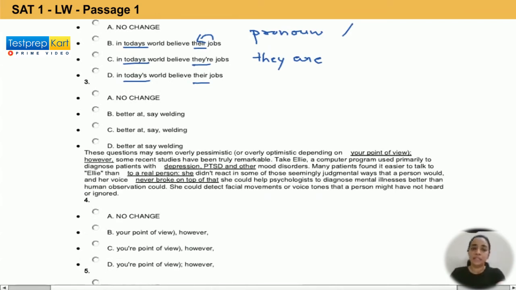Now look at the third one. We have better at, say, welding. So what is happening here? We are saying better at, and say is used here to give an example. For example, let's go somewhere, say Starbucks, right? So we're just giving one option that, okay, let's go there, right?